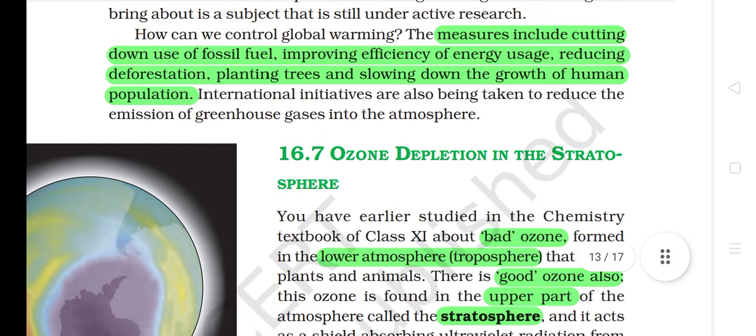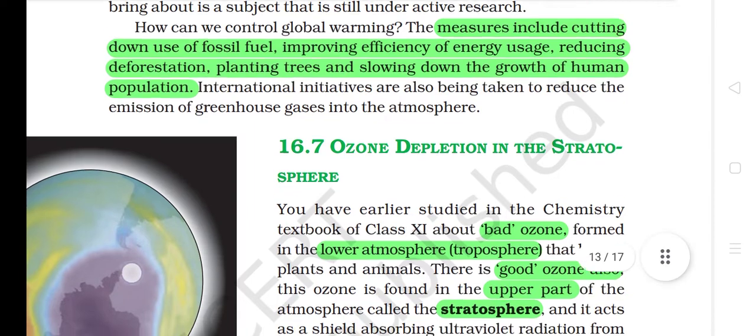How can we control global warming? The measures include cutting down use of fossil fuel, improving efficiency of energy usage, reducing deforestation, planting trees, and slowing down the growth of human population. International initiatives are also being taken to reduce the emission of greenhouse gases into the atmosphere.